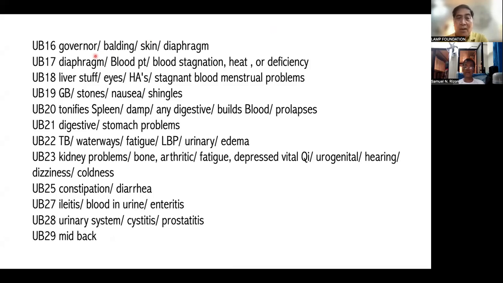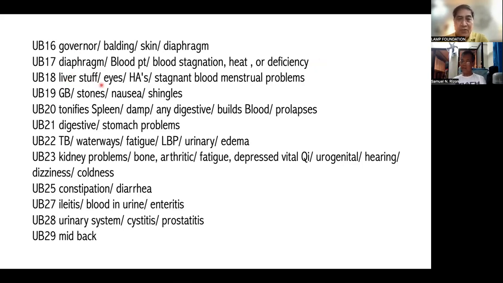Bladder 16 is for balding. Oh, okay, governor. It's also for the skin and the diaphragm. Bladder 17 for the diaphragm. It's also called the blood point. This is my favorite whenever the patient complains of pain, no? Blood stagnation. So look at the tongue, it's purple. And again, it will all depend on how you are able to locate bladder 17. You have to ask the patient to do something. And that is better discussed in the actual practicum. And I'm sure some of you already know how to locate it.